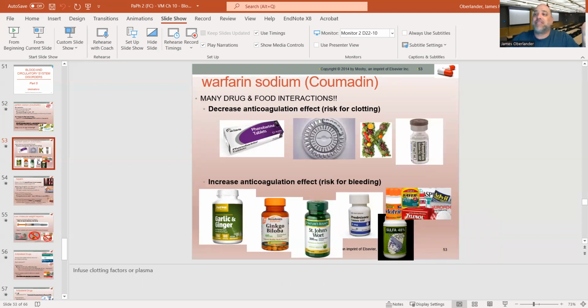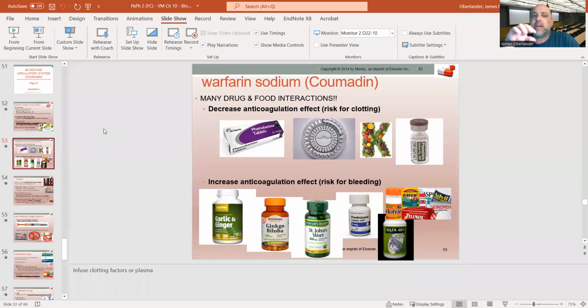Bleeding, because that's what it sort of causes. So we want to watch for that. And you can go back into the slides where it talks about bleeding. Now, warfarin interacts with a ton of drugs, a ton of foods, obviously for the vitamin K purposes.